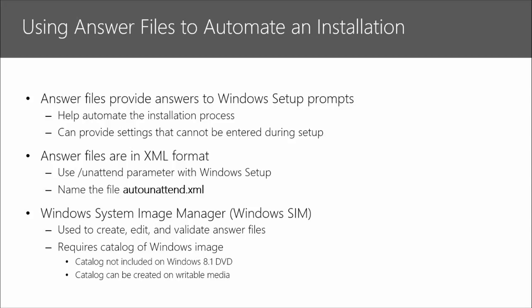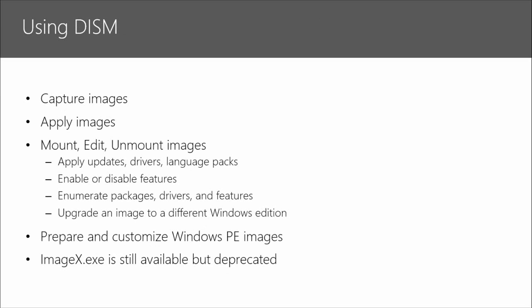Okay, we talked about answer files. Answer files help answer all the prompts during an installation. You can create that through the Windows System Image Manager. Answer files are in XML format, and they've got to be named a certain way, autounattend.xml, and that's about it. It's just to answer all the prompts. So if you want a fully automated installation, you'd have an answer file to answer a lot of the prompts. There are some templates out there too, so go ahead and take a look.